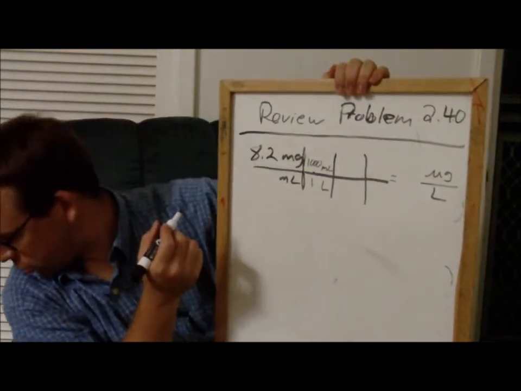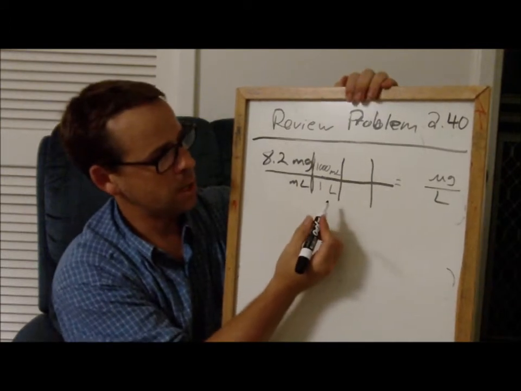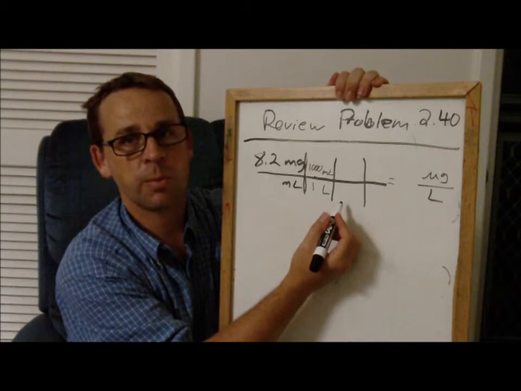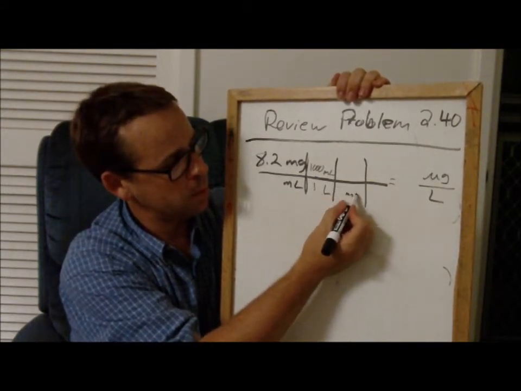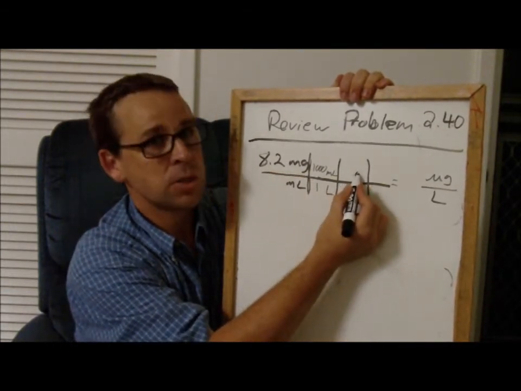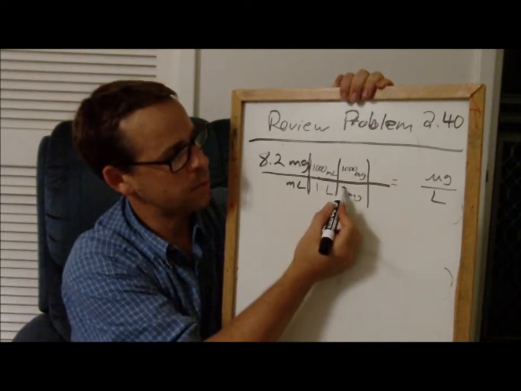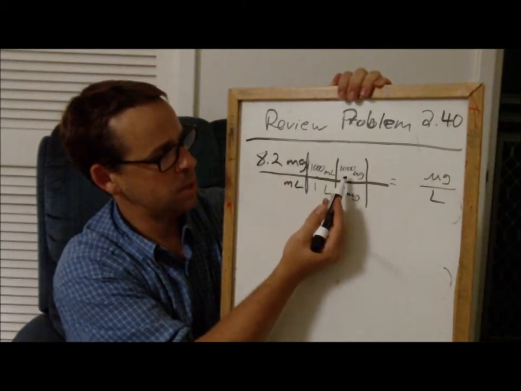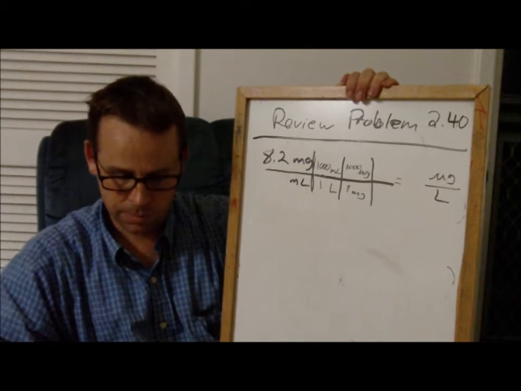Milligrams, 8.2, is that right? 8.2 milligrams. So how many micrograms is that? Well, there are 1,000 micrograms for every milligram, right? So we have milligrams on the bottom, so that'll cancel out the milligrams here. And we have micrograms here. So there are 1,000 micrograms for every 1 milligram. So 8.2 times 1,000 times 1,000, and that'll tell us how many micrograms per liter.